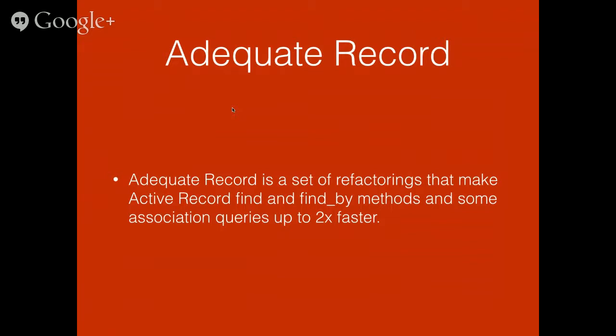Adequate Record is pretty cool. It's just a set of refactorings that makes some common database queries two times faster, and you don't actually have to do anything. It will just automatically go in and use that. The way that it works is, if you think of a SQL find by, what Active Record is doing is taking your Rails, converting it to a SQL statement, going to the database and grabbing your object. With find, it's going to cache the first half of that SQL statement. Because it's caching it, it can eliminate having to rewrite and recalculate that SQL statement over and over again. It just caches the find to make some queries up to two times faster.